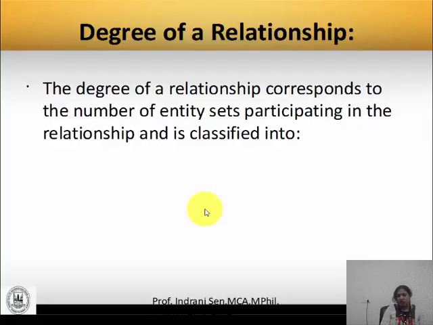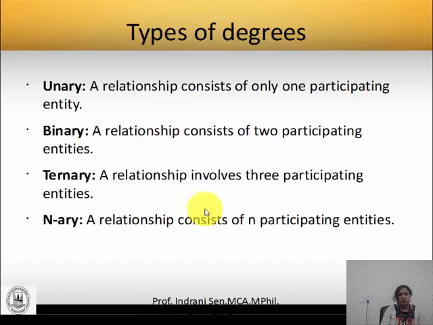Next, we talk about the degree of a relationship. The degree of a relationship corresponds to the number of entity sets participating in the relationship. We have four types of degrees of a relationship. Number one is unary, number two is binary. Unary is derived from the Latin word uni. Uni means one, and it is a relationship which consists of only one participating entity. Similarly, binary contains the word bi. Bi means two. Similarly, ternary involves three participating entities.